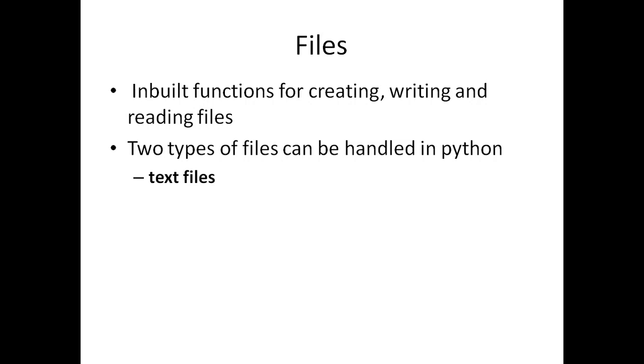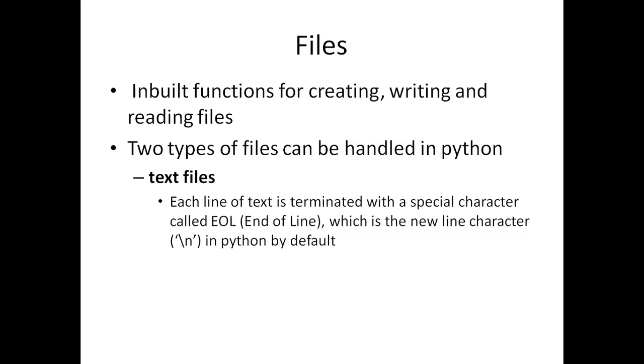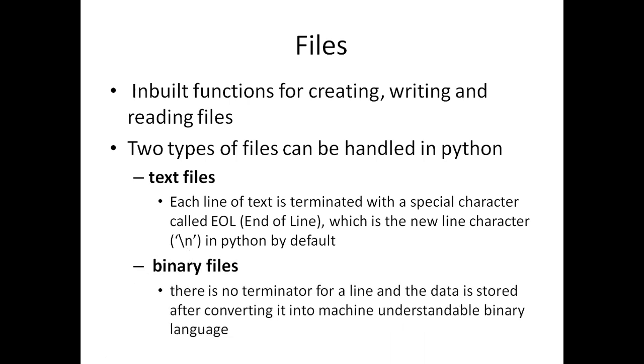The characteristic of text files in Python is that each line of text is terminated with a special character called the end of line character, and in the case of Python, this end of line character is a new line character, or the \n character. By default it is \n. The second type of file is binary files. In binary files, there won't be any terminating character, and the data is stored after converting it into machine understandable binary language.